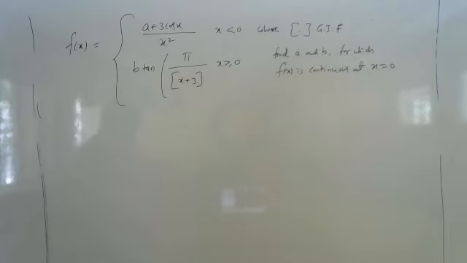The question is a simple one. f(x) is equal to (a + 3 cos x)/x², and b tan(π/[x]) + 3 for the other case, and it is asking that the function is continuous at x equal to 0. Then what are the values of a and b? That is the simplest question. Very simple question, right? Can we start? Listen to it.